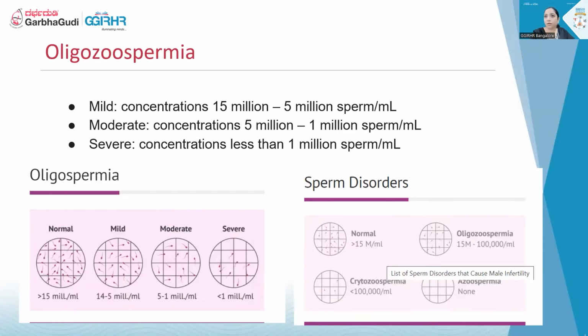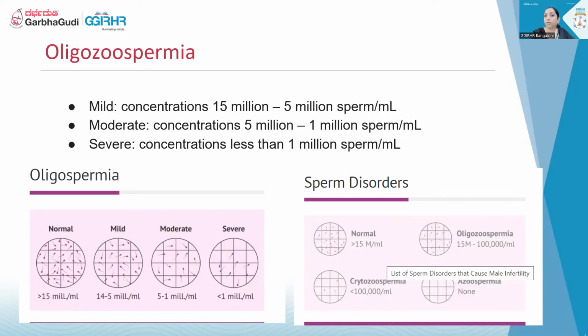So again, redefining it, it would be the condition wherein there are no sperm seen in the fresh ejaculate as such, but seen only after centrifugation, in the concentrate or the pellet. That is termed cryptozoospermia. And we have azoospermia, where no sperm are seen in the fresh ejaculate nor in the pellet.